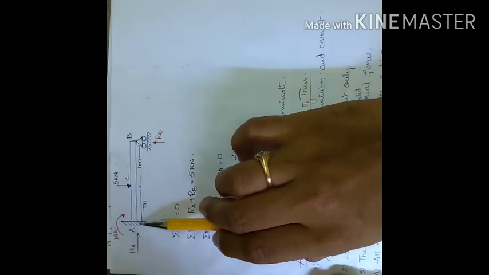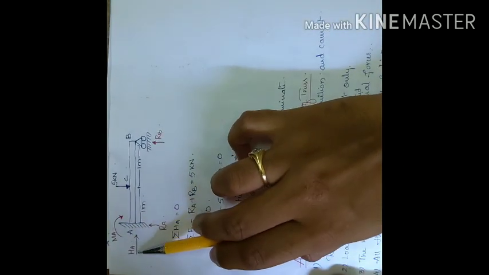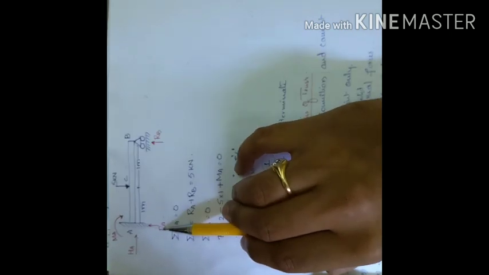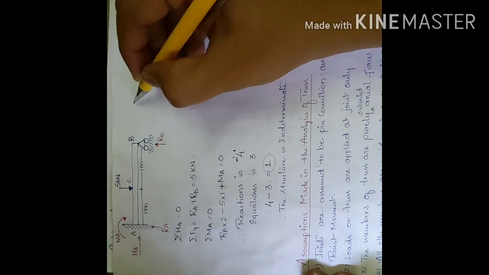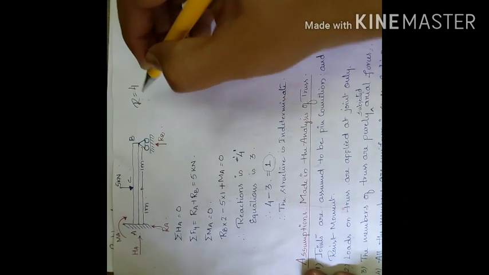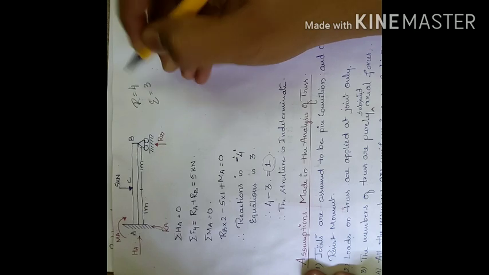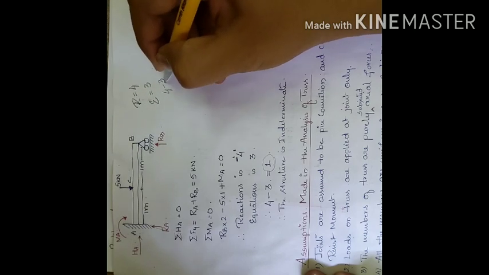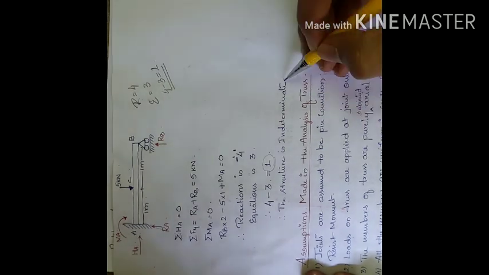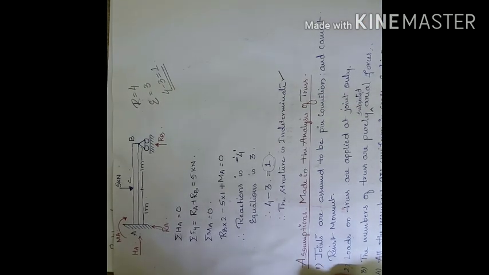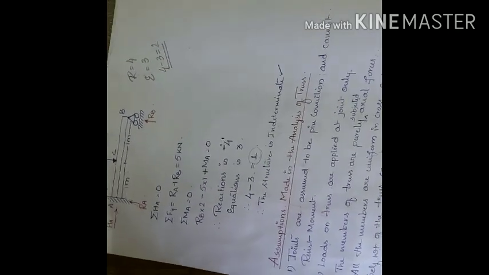structure. Here is one simple example; you can pause the video and look at it. Here we have three reactions: horizontal, moment and vertical force, and here also we have a vertical force. So we have 4 reactions, but we have 3 equations. That means 4 minus 3 is equal to 1. Hence I can say this is an indeterminate structure. So this is the simple way to understand determinate and indeterminate structures.